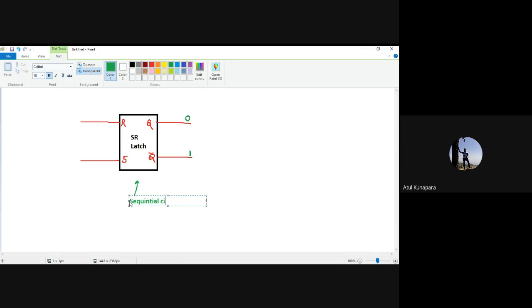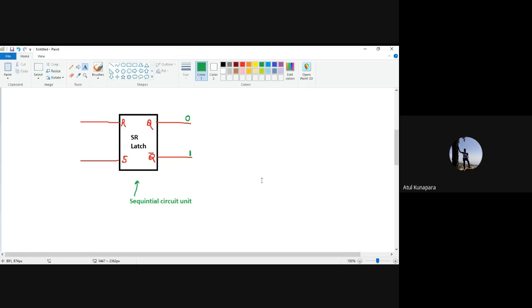Sequential circuit. Okay, you may call this a sequential logic circuit unit. Unit means smallest part. So that latch is going to be like that. Like in the combinational circuit, you are using logic gates like AND or NOT, in the same way, in a sequential logic circuit, you are going to use various latches. That latch is also sometimes known as the flip-flop.